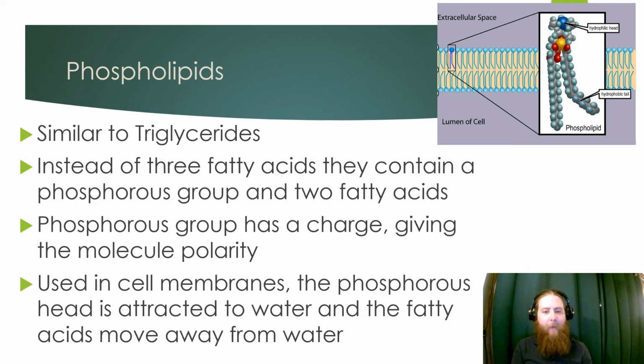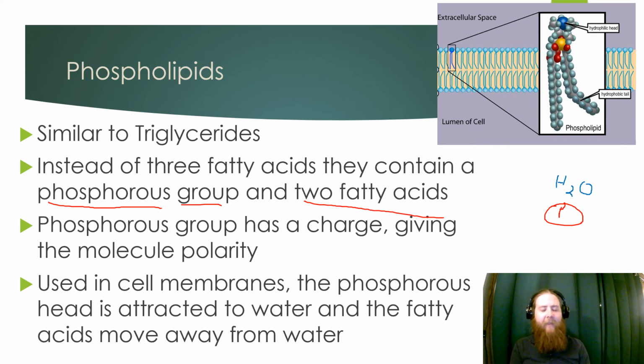The next type of lipids are the phospholipids. These are similar to the triglycerides, but instead of three fatty acids, they contain a phosphorus group and two fatty acids. This phosphorus group on the top has a charge, giving this molecule some polarity, giving a plus and minus side. These are used in cell membranes, where the phosphorus head is more closely attracted to water. It really wants to be close to H2O.